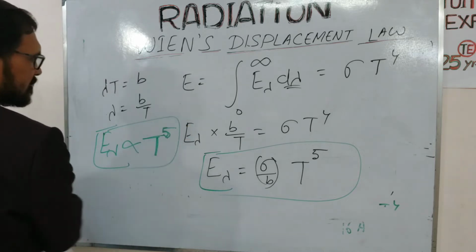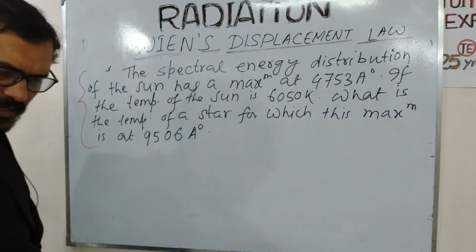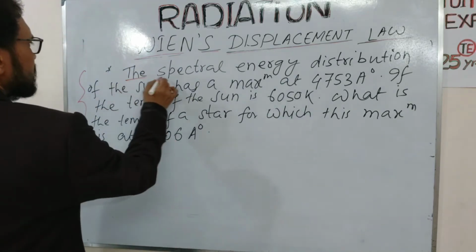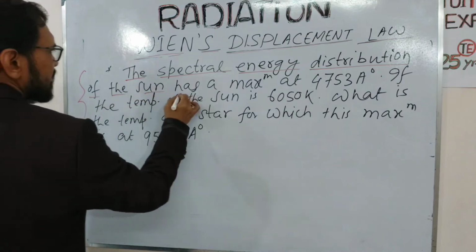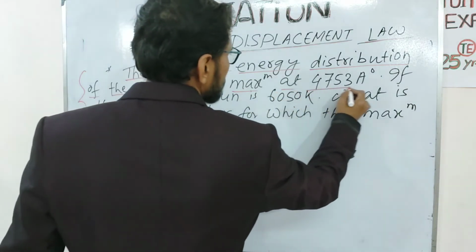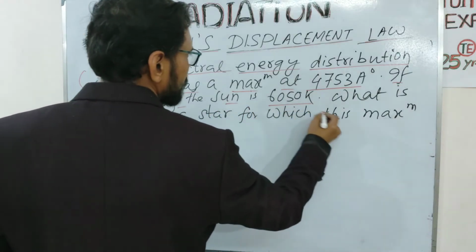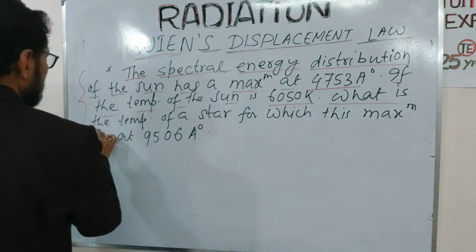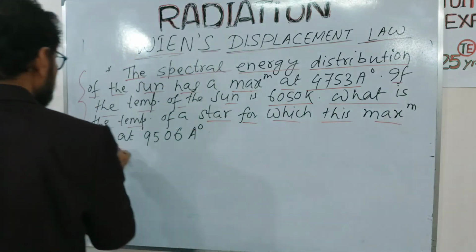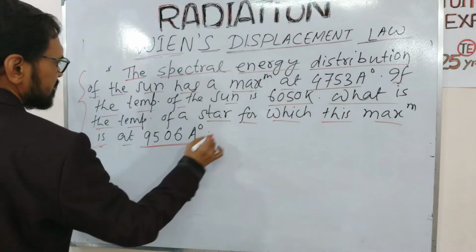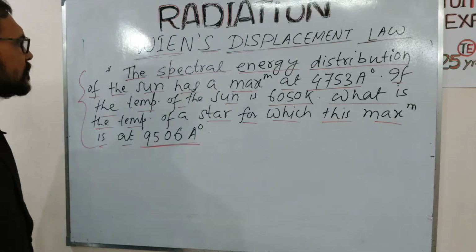This result comes. One problem related to Wien's displacement law is this: suppose it is given that the spectral energy distribution of the sun has a maximum at 4753 angstrom. If the temperature of the sun is 6050, what is the temperature of a star for which this maximum is at 9506 angstrom? So you study the question first.